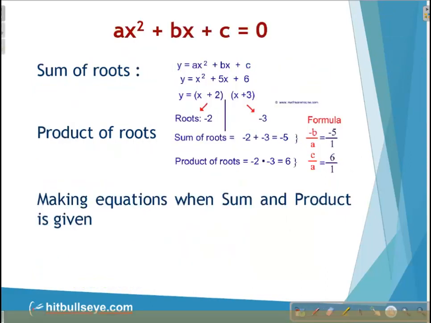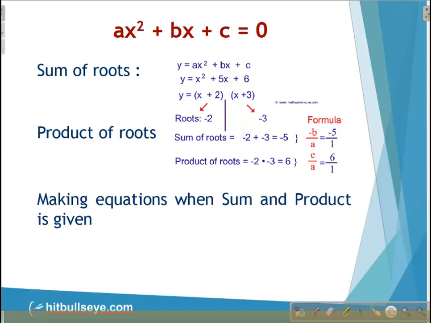Now students, let us learn something more about quadratic equations, that is about sum of roots and the product of roots. Here I have taken the example as ax square plus bx plus c equal to 0, and try to make the factors of the equation taken as x square plus 5x plus 6, which will become x plus 2 and x plus 3. The roots here will become minus 2 and minus 3. We could take the sum of roots as minus 2 plus minus 3 as minus 5, and the product of roots as minus 2 into minus 3 as 6.